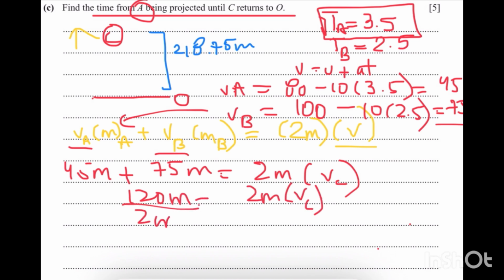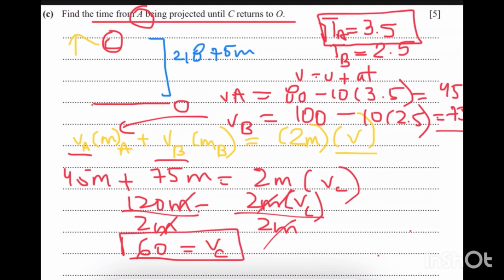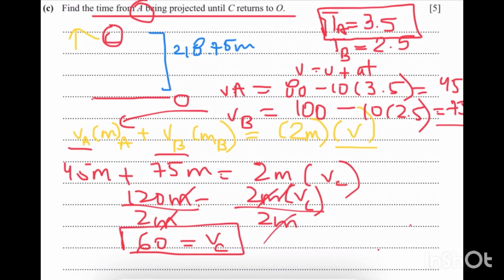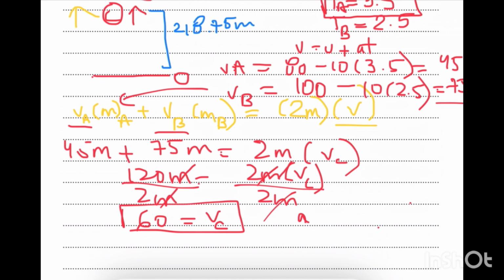Dividing 2m on both sides, the m's cancel out. This becomes 60 is equal to the velocity of C after collision. So what that means is that directly after collision, particle C moves upwards, and then again the acceleration is minus 10 since it is moving against gravity.